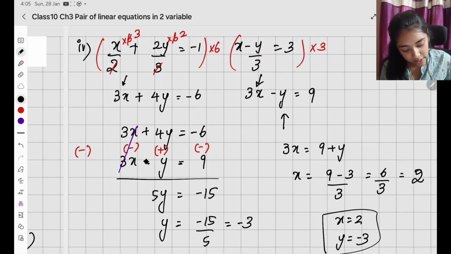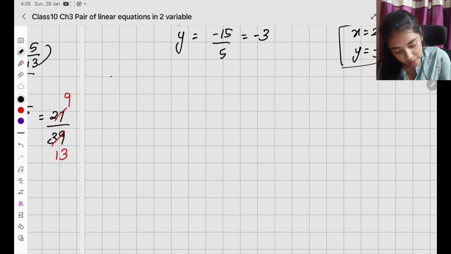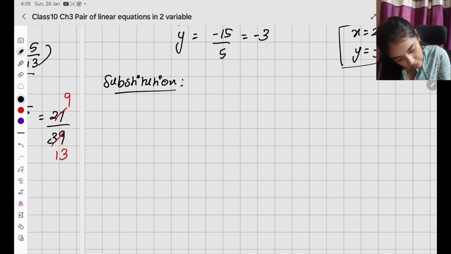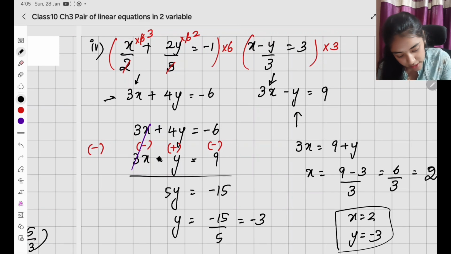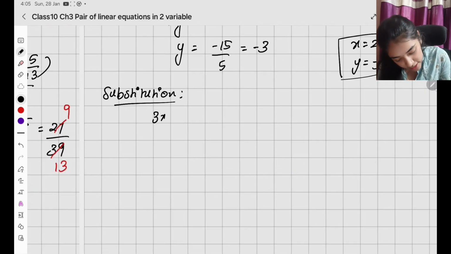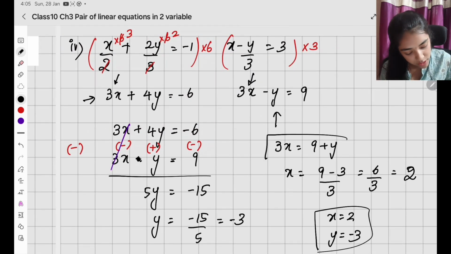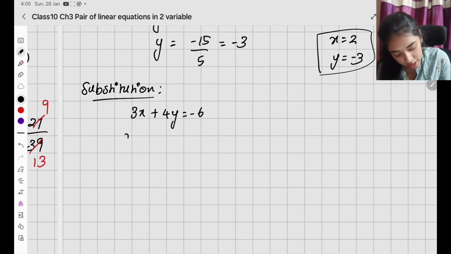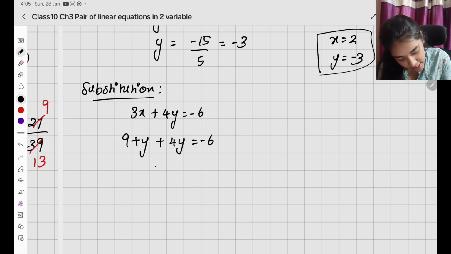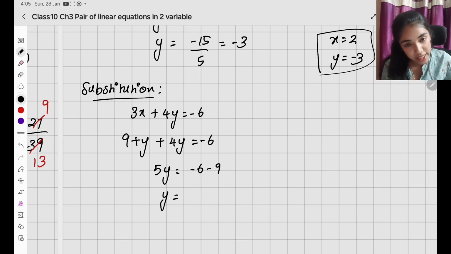Okay? இப்போ we can also try and do a substitution method. Easy question தான். So இப்போ substitution பண்ணா we have the equation to be 3x plus 4y equals minus 6. இந்த இடத்துல என்ன substitution பண்ணோம்? 3x equals 9 plus y. Directா பண்ணலாமா? So 9 plus y plus 4y equals minus 6. So we have 5y equals minus 6 minus 9. Y equals minus 15 divided by 5 which is minus 3. Okay? So same thing.